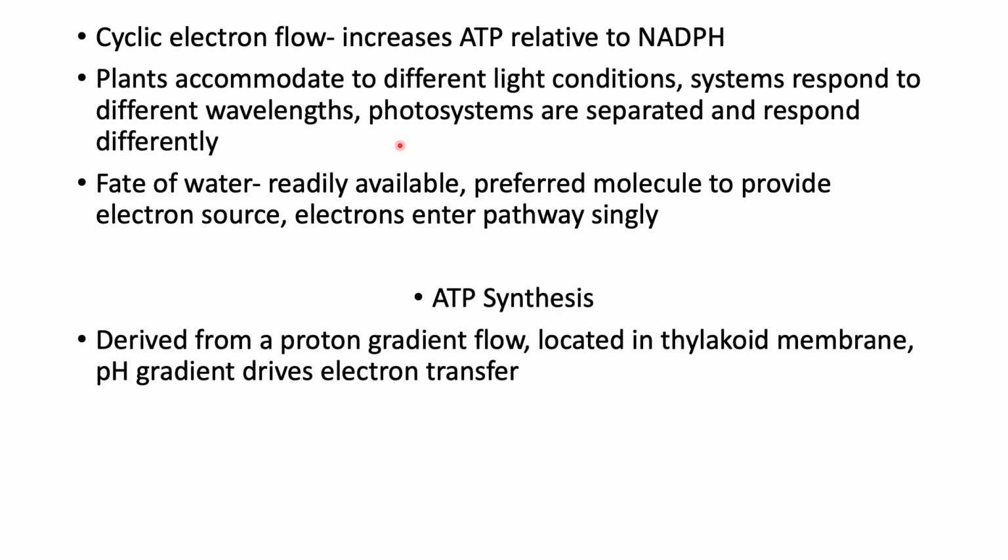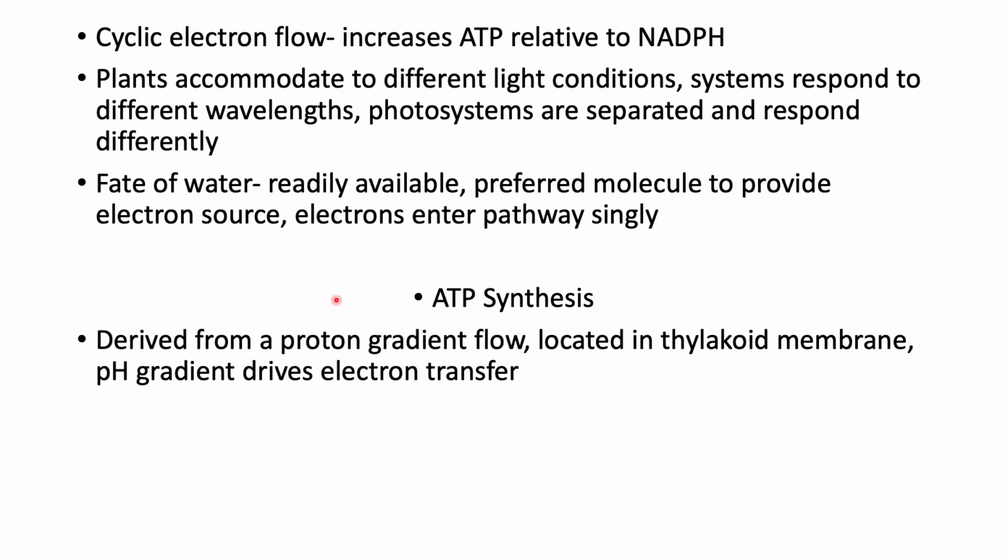The cyclic electron flow increases ATP relative to NADPH. Plants accommodate to different light conditions. Some systems respond to different wavelengths. The photosynthetic systems are separated and respond differently. As for the fate of water, you need to have it readily available. It's a preferred molecule, providing the electron source. The electrons enter the pathway singly.